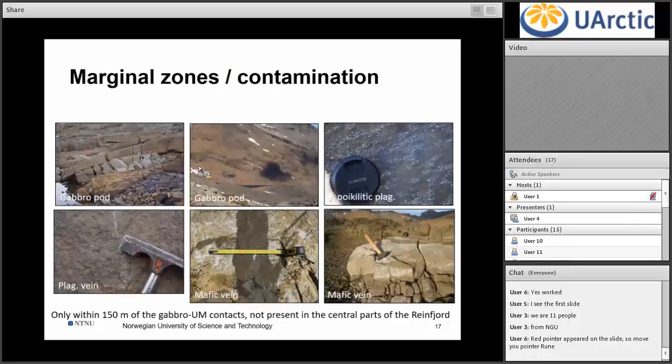So plenty of evidence for hybridization, but only in the outermost 100 meters or so of the contact, not when we go inwards towards the other rock types. Next, please.